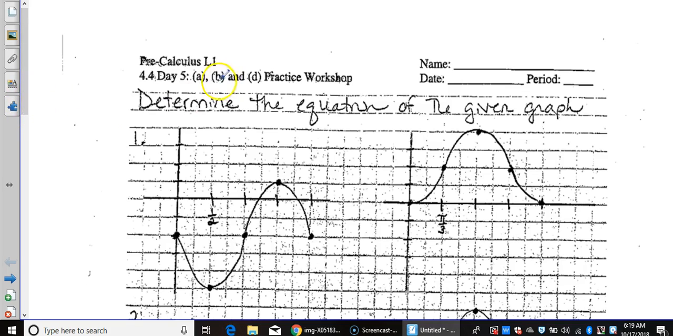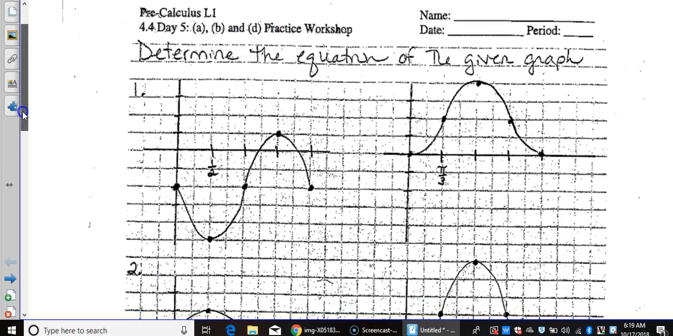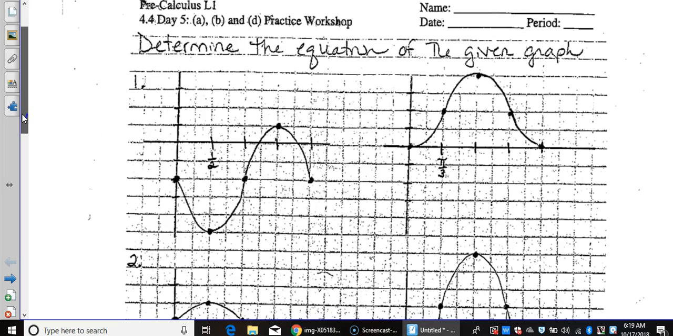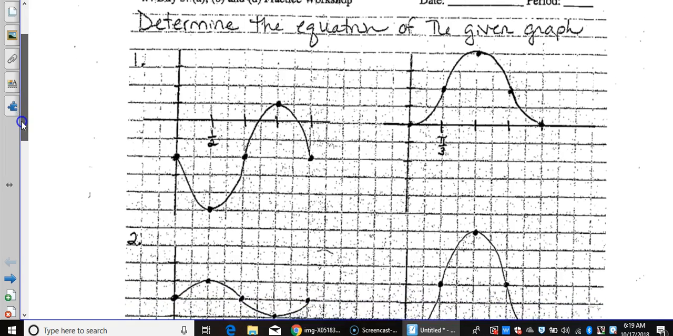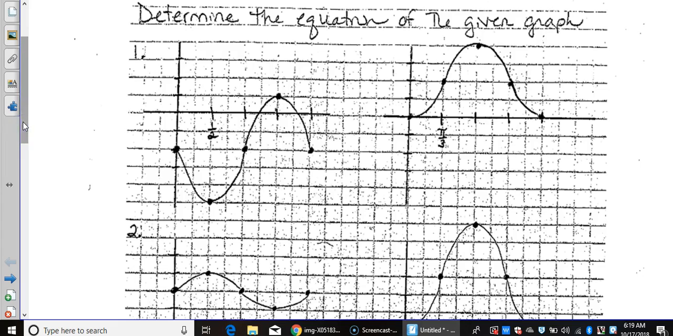If you notice, the title says A, B, and D practice workshop. So starting today, we're going to be learning how to work with A, B, and D all at the same time. So for this video, there's going to be 3 examples, and then the rest of the time is going to be for you to practice. Homework will be to finish the ones that we don't do. If you notice, it's just one page back and front, so this shouldn't take you too long. You should be able to finish it by the end of class.